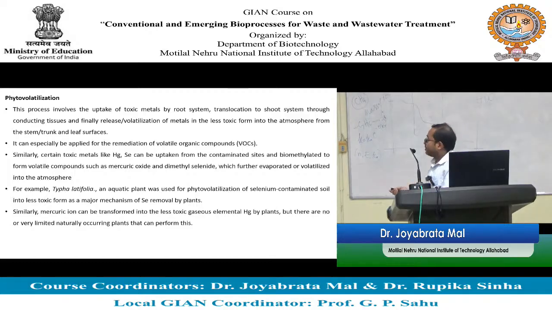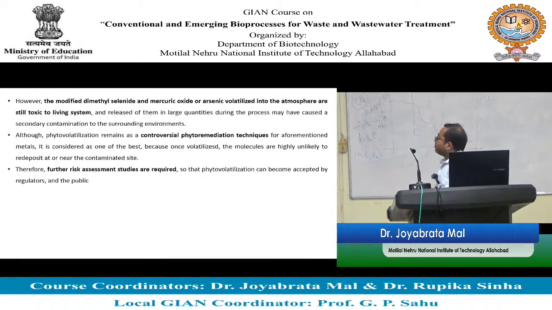Phytovolatilization I already discussed. One example I gave you is Typha. If you have selenium contaminated soil, then it will convert the selenium into dimethyl selenide, and dimethyl selenide is very volatile in nature and it will escape into the atmosphere. Similarly, you can see mercury. So these are not just in research, you have real application as well in large scale applications. Industry has already used it for these things.